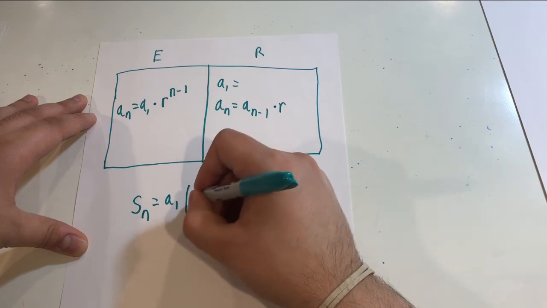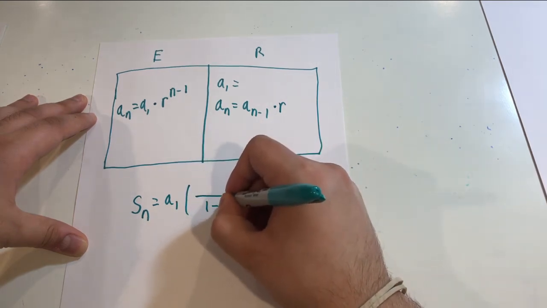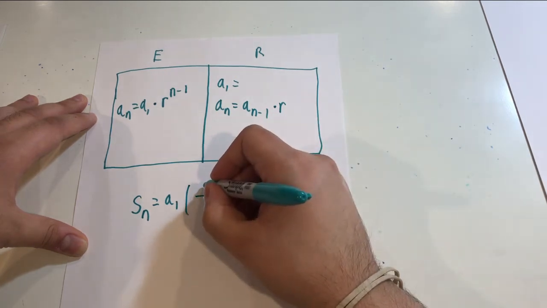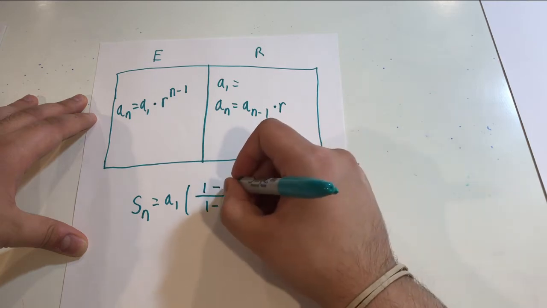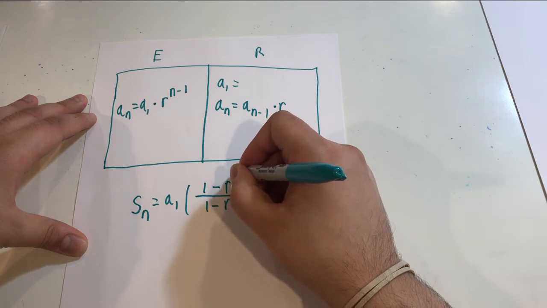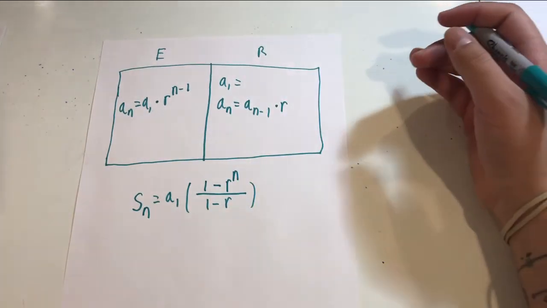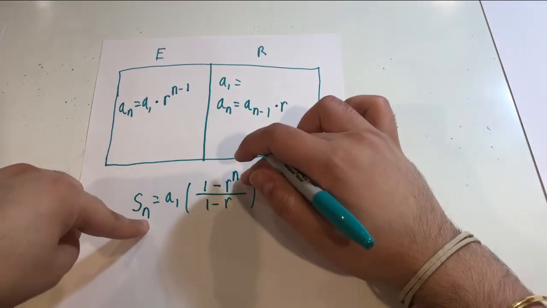Okay, so it's S of n is equal to a of 1, the first term, multiplied by, in the denominator, 1 minus the common ratio over 1 minus r to the nth power, right? Where n is the number of terms you're summing up. So if you're looking for the sum of the first 20 terms, n would be 20.